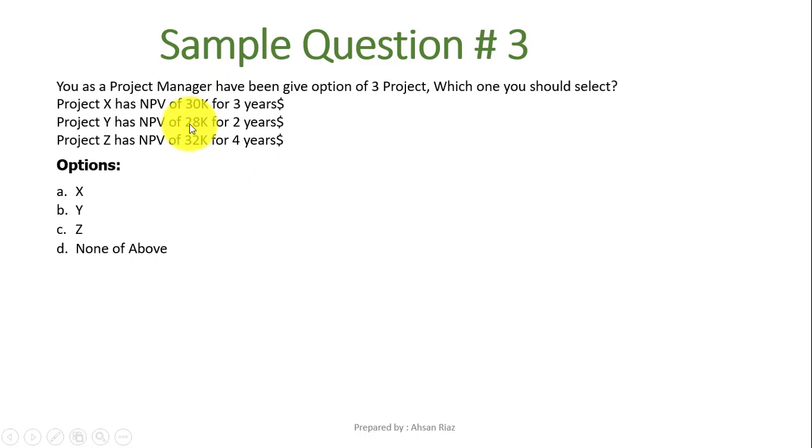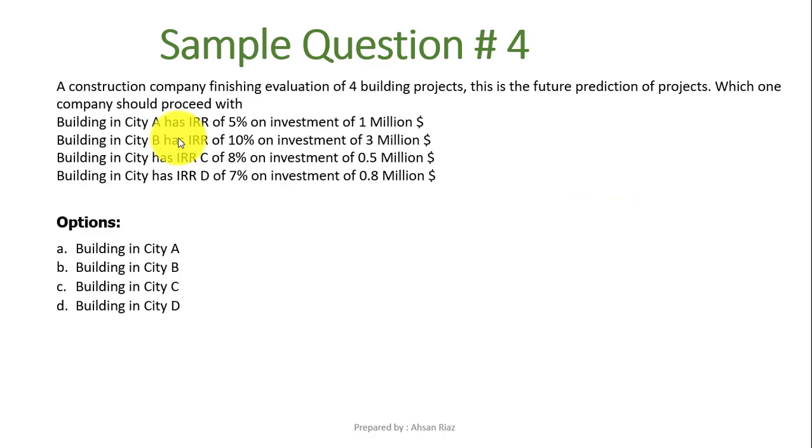You just need to see which one has the highest net present value, which is option number C, that is project Z. So from an exam point of view, you just select the project that has the highest net present value. Don't get confused by the number of years. Even though this one looks appealing, with a net present value of $28,000 for 2 years, if you remember, the time value of money is already included in this. So project Z is the best option, which is option number C. Let's see the next question.